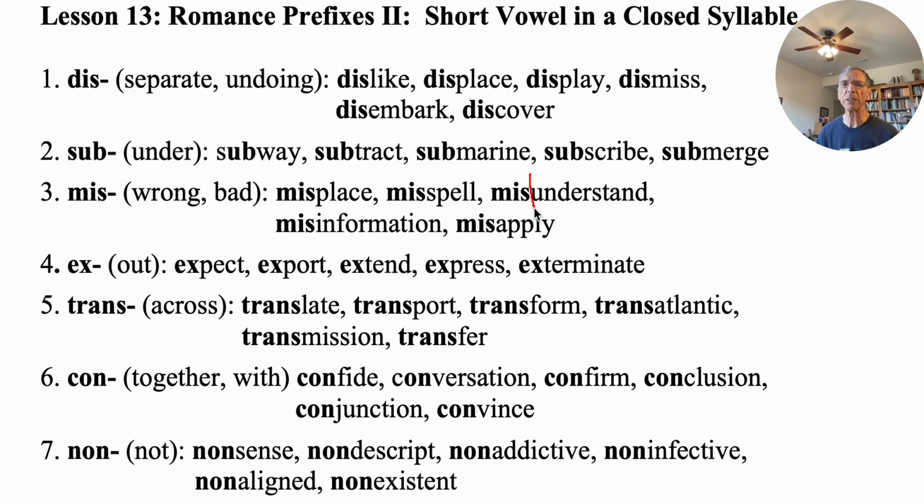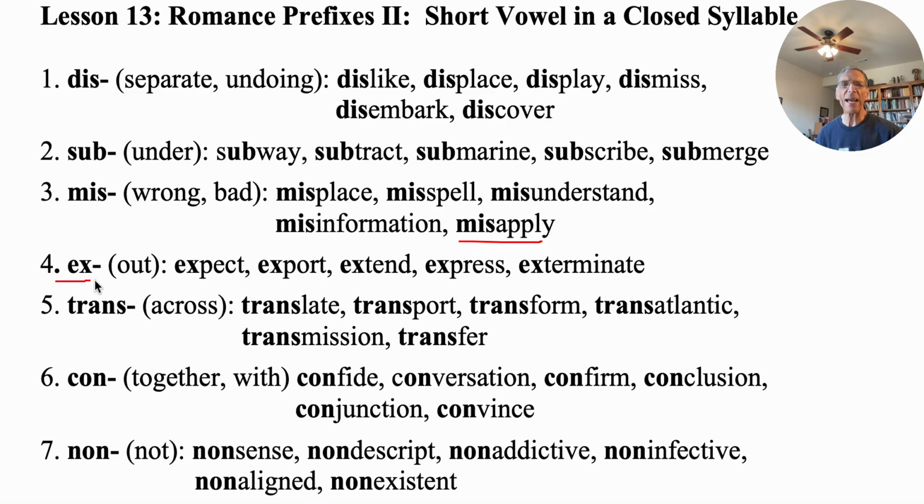Next, we have misunderstand. Understand means you know what somebody's saying, and to misunderstand means you didn't hear them or you didn't understand what they said. Misinformation is when somebody gives out information, but it's not true. A lot of times they give misinformation to deceive somebody. Misapply is when you maybe read a rule, but you don't apply it correctly, and so you misapply it.